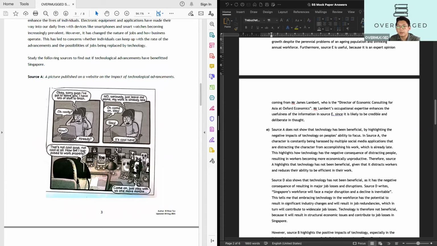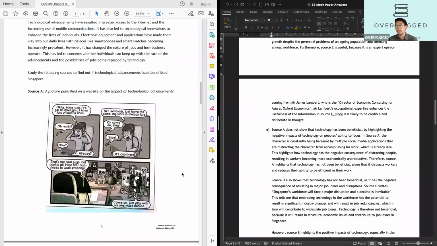So someone asked if we can use provenance for any source. Basically, you have to look at what the question is asking you. If the question is asking about source E, then you should be evaluating the provenance of source E. Okay?